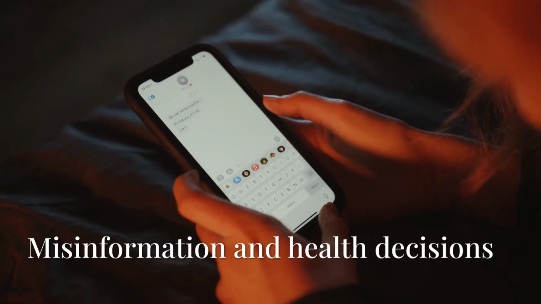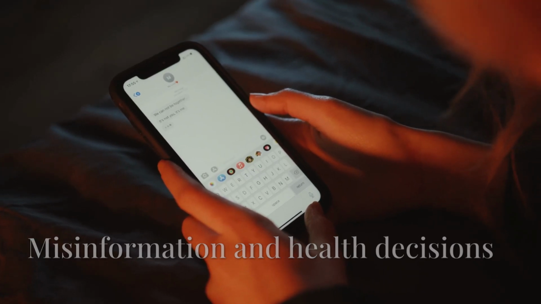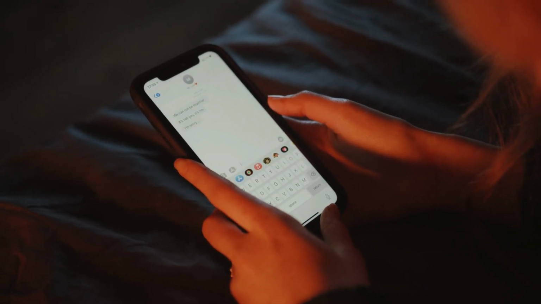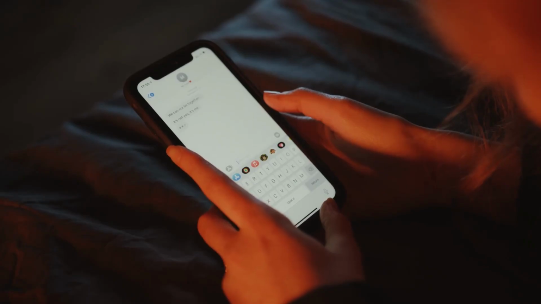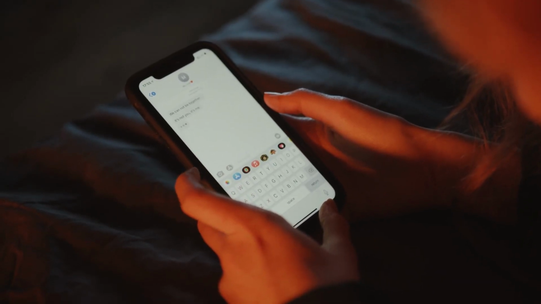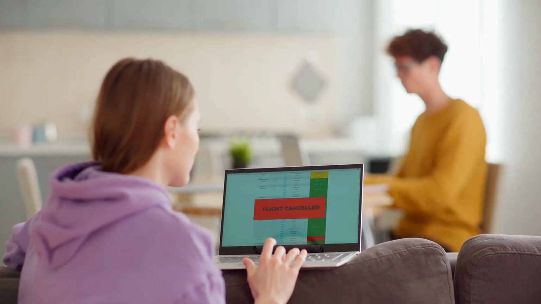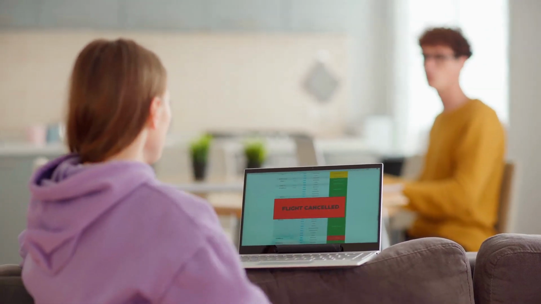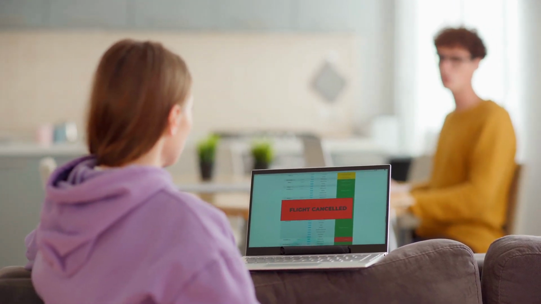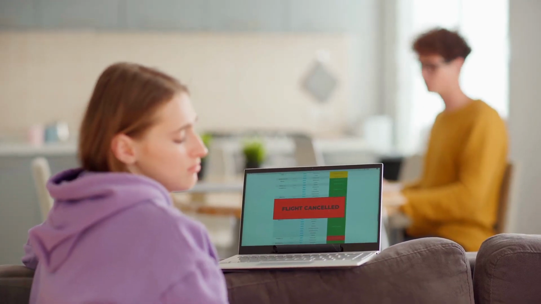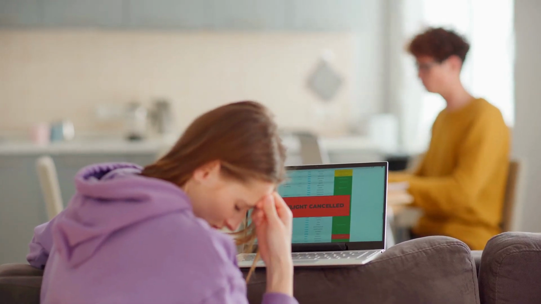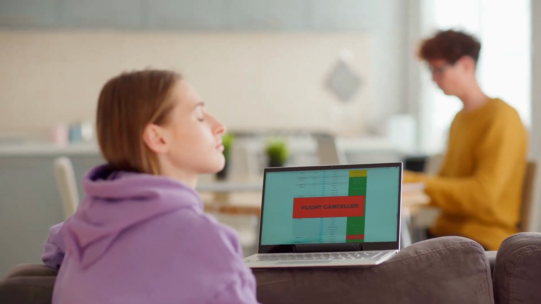A powerful second scenario is misinformation and health decisions. A participant is presented with conflicting information about a health issue circulating online. They must decide what to trust, what to question, and whether to act or pause. This develops critical thinking under uncertainty, particularly when decisions must be made without complete or fully reliable information.